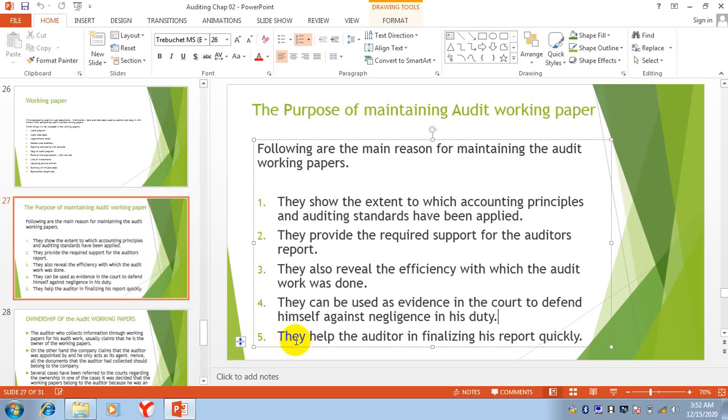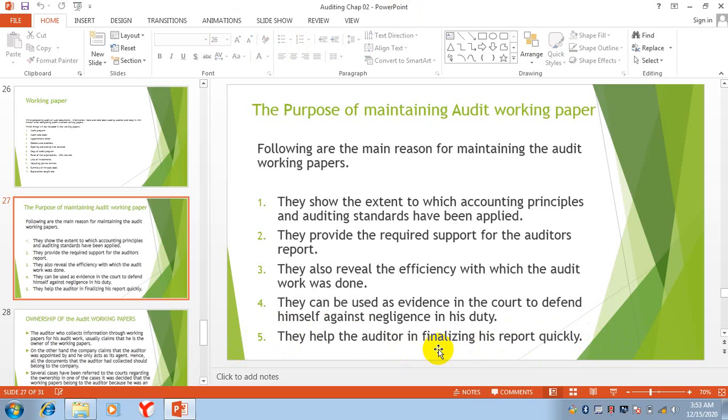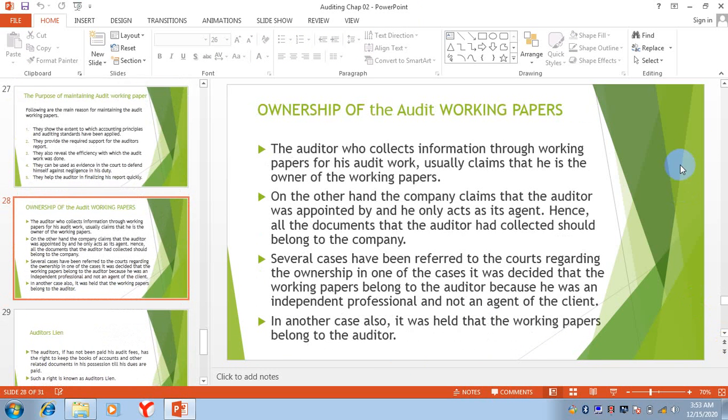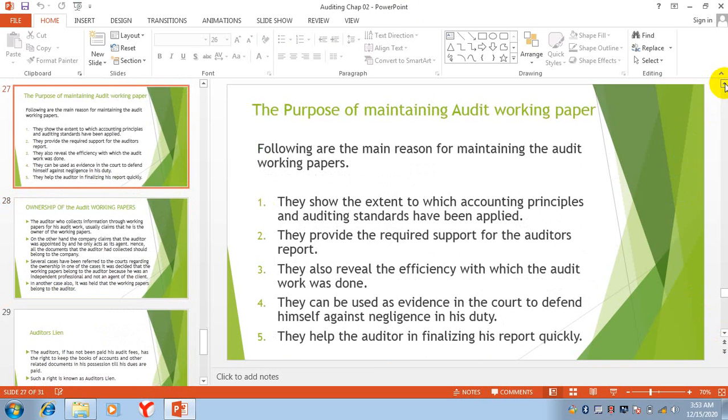And the fifth one is they help the auditor in finalizing his report quickly. If you have good quality working papers, properly arranged, you can quickly finalize the audit report. You can give your opinion quickly. So this is the purpose of maintaining audit working paper.